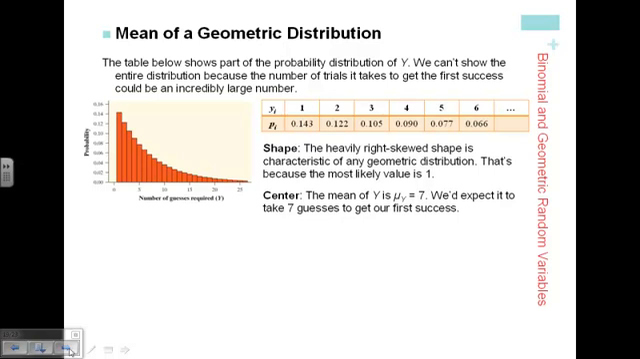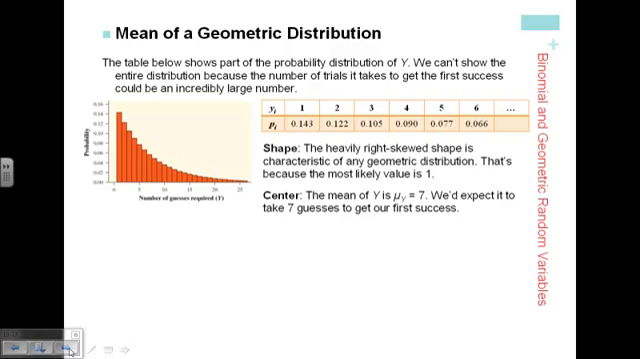The mean of this particular distribution is 7. Now, when they said birthday, they said the probability of guessing right on any individual trial is 1/7. Wait, probability was 1/7, and the expected number of guesses was 7. I wonder if that's a coincidence. Is mu equal to 1 over P?